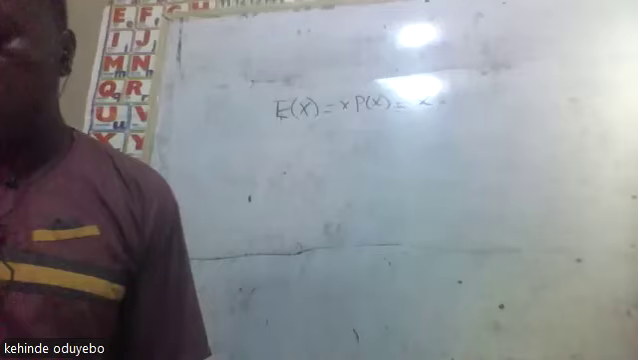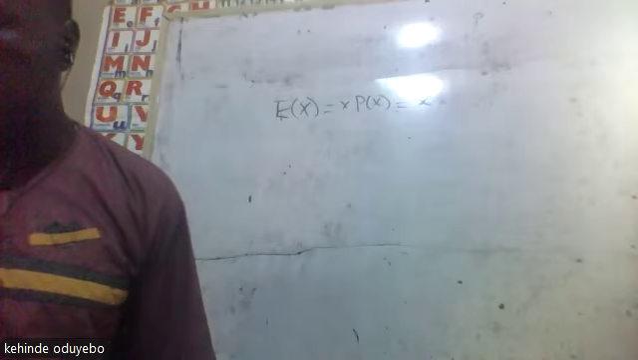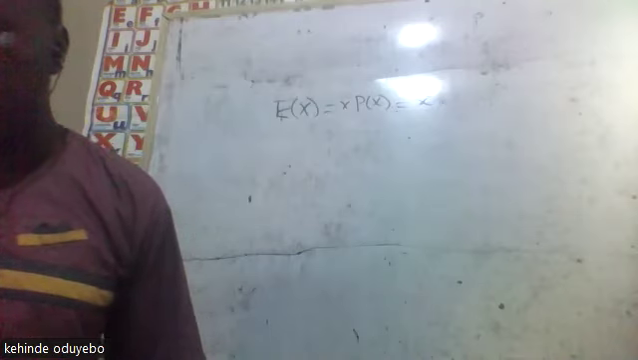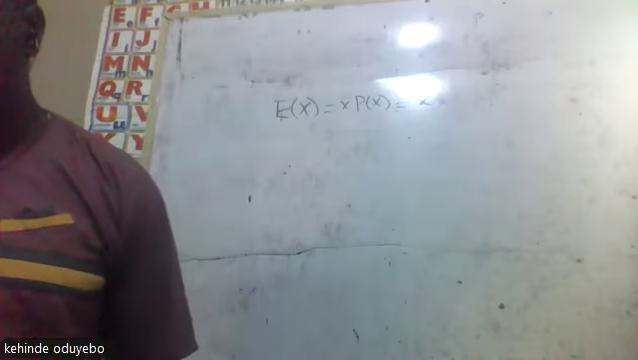So the same way, in a given business, a lady can make a profit of $300 with probability of 0.6, or take a loss of $100 with probability of 0.4. Determine the expectation. So that would be 300 times 0.6.